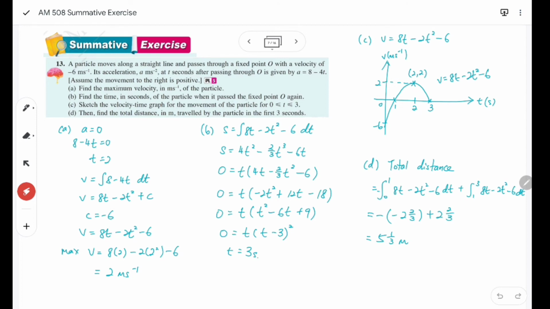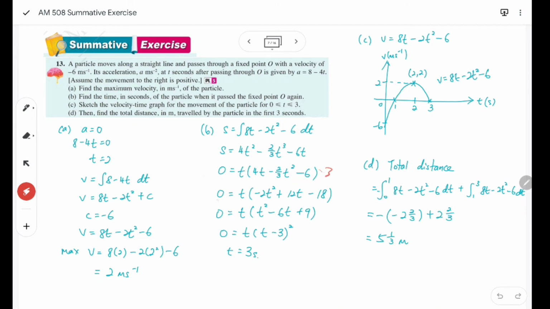So when it passes the fixed point O again, it means the displacement equals 0. So we need to get the displacement function by integrating the velocity function. Integrating the velocity function with respect to time, we get the displacement function equals 4t squared minus 2 over 3 t cubed minus 6t. So when s equals 0, we factorize out the t, and we get 4t minus 2 over 3 t squared minus 6. And we multiply everything by 3 on the left and on the right.